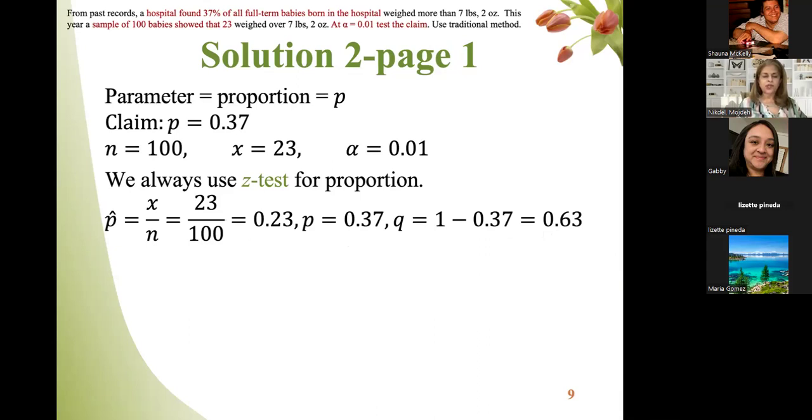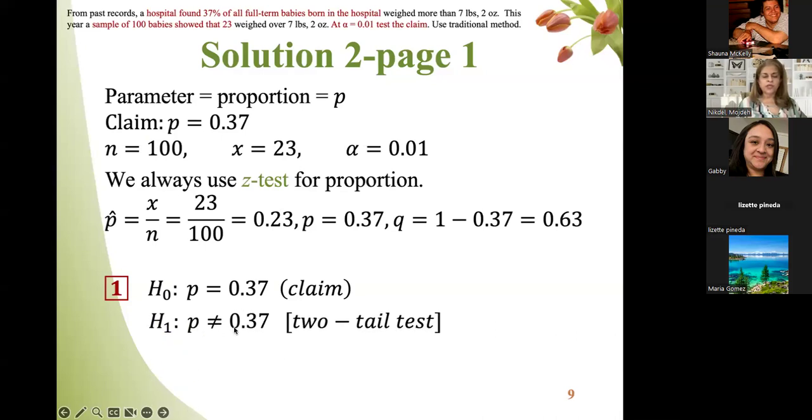Now, the first step: the claim goes with the null hypothesis because it has the equal sign. And what is my alternative hypothesis? P not equal to 0.37. We always go with the opposite, either H0 or H1. So H1 is P not equal to 0.37. I look at my alternative hypothesis and it gives me the name of the tail test, two-tail test.